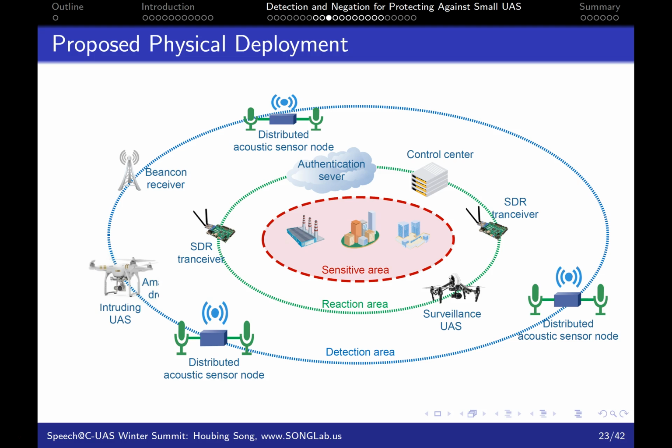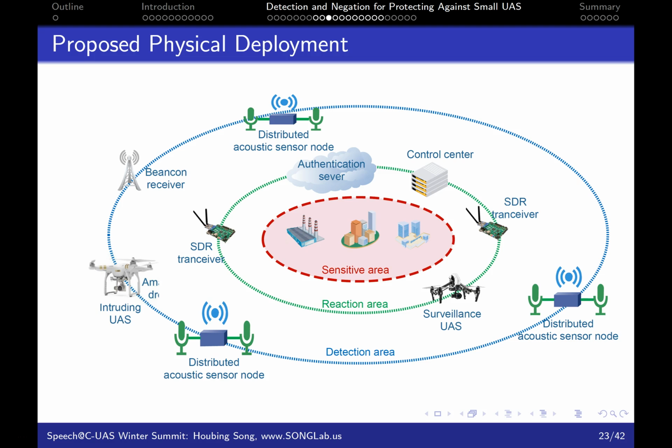So here, this is our proposed physical deployment. We divided the area into three areas. In the middle, it's a sensitive area. We don't want the UAS to enter this area. Outside, we have the reactive area. When the UAS approaches this area, we will take action.